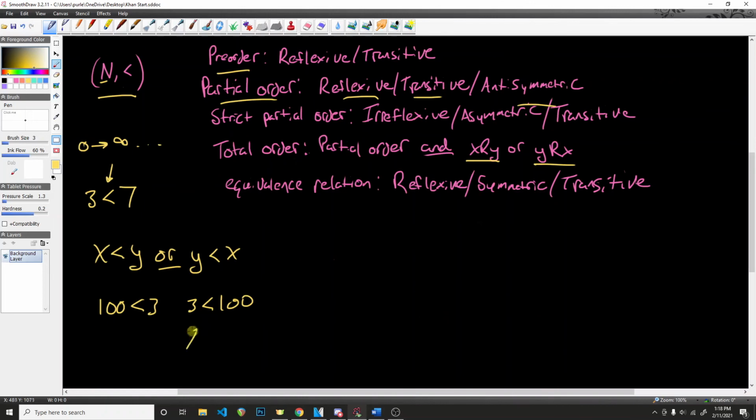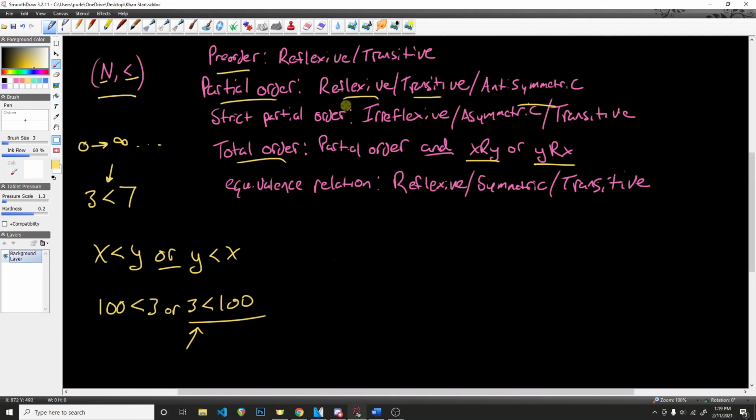Both of these numbers are in the domain. Both of them are covered by this relationship. All we need is for one of these two things to be true. This one is true. So if we can say that about every single number in the natural numbers, then we can say that this relationship of less than is a total order. But it also has to be reflexive, transitive, and antisymmetric.